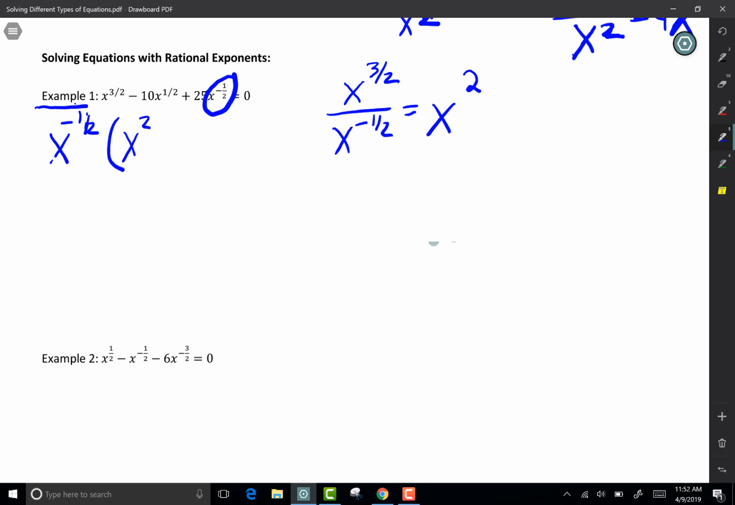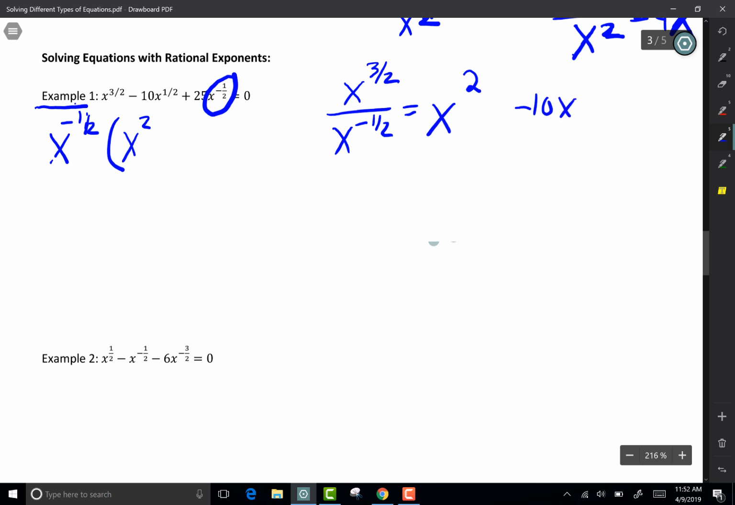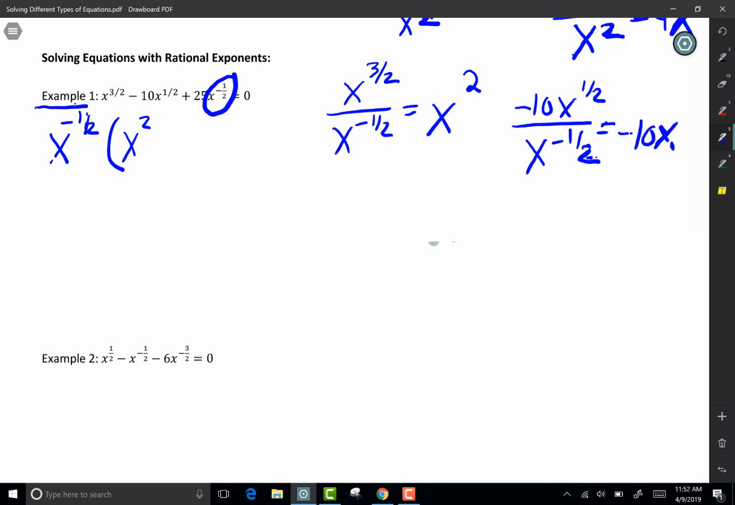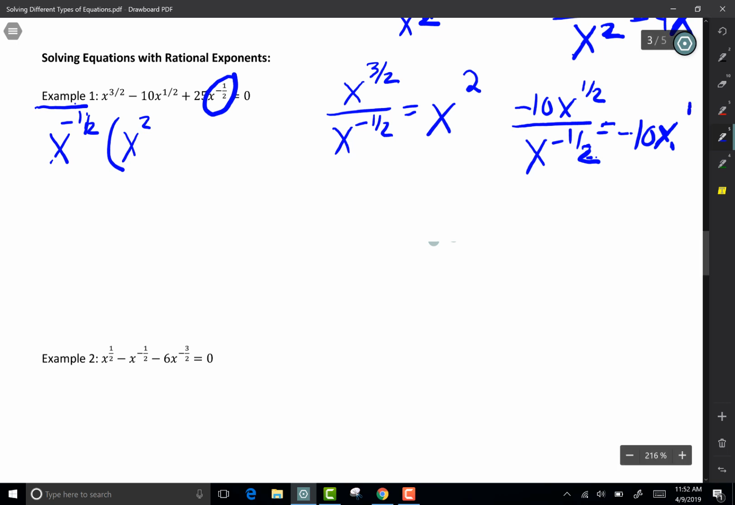Okay, now the next one. So I have -10x to the 1/2, and I'm dividing by x to the -1/2. So I've got to figure out what my exponent would be for x. I have 1/2, and I'm subtracting a -1/2, which means it's going to be a double negative. So I have 1/2 plus a half, which is 1. So what goes inside here is -10x to the first.